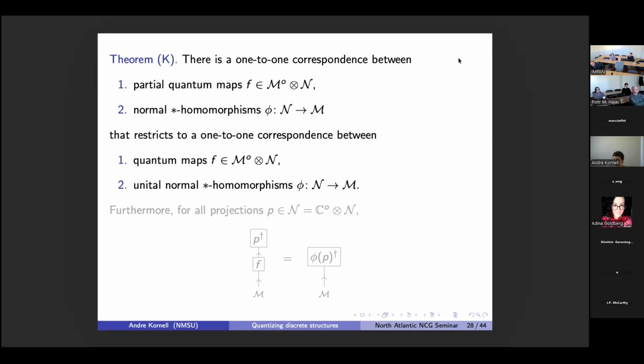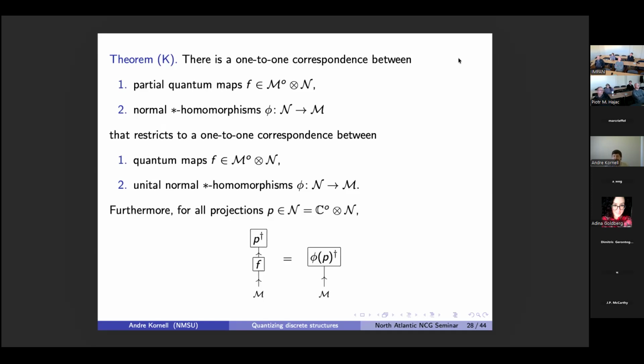Sorry, what do you mean by normal? I mean ultra-weakly continuous. Formally, the definition is preserving the suprema of bounded ascending nets, but it's equivalent to ultra-weak continuity. Okay.